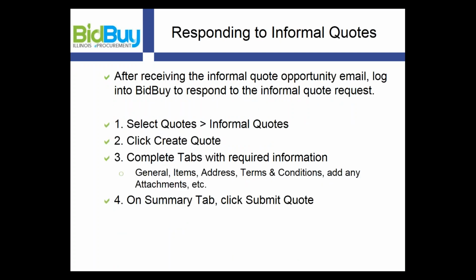After receiving the notification, you're going to log into BidBuy and put in your informal quote. So instead of just shooting back an email like you would now, you'll go into the system. You're going to select quotes, informal quotes. You'll click create a quote, and then you're going to go through and complete all the tabs with all the required information: your general tab, the items, the address, terms and conditions. You would need to add any attachments that might be required. And then on the summary tab, you'll click submit quote. And like I said, I'll show you exactly how we go out to the system to respond to an informal quote.